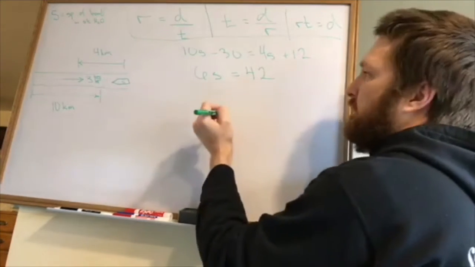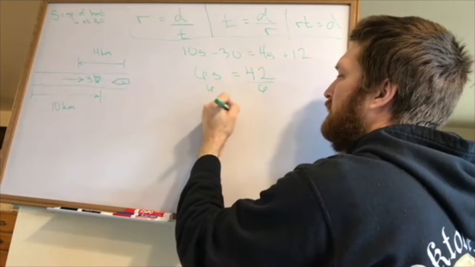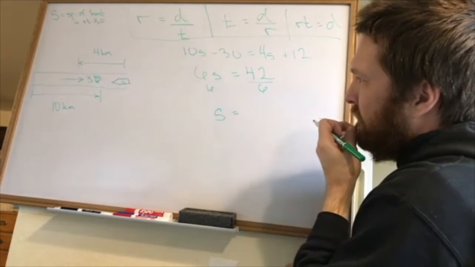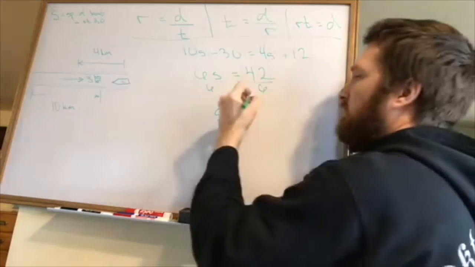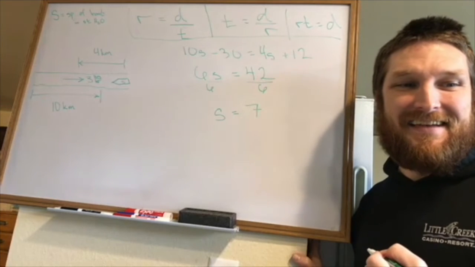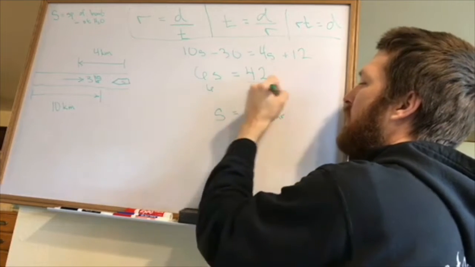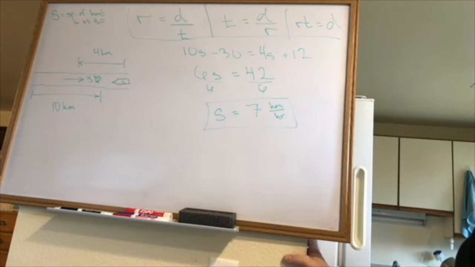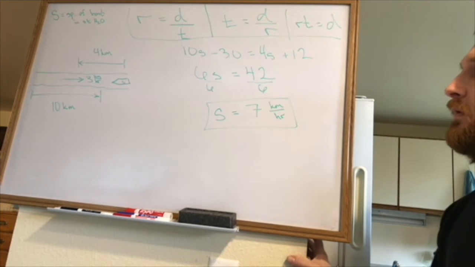Now, what do I do? Divide by 6. And what do I get? S equals 42 divided by 6, which is 7. 7 what? Jelly beans? Kitty cats? Kilometers per hour. That is the answer. The speed of the boat in still water is 7 kilometers per hour.